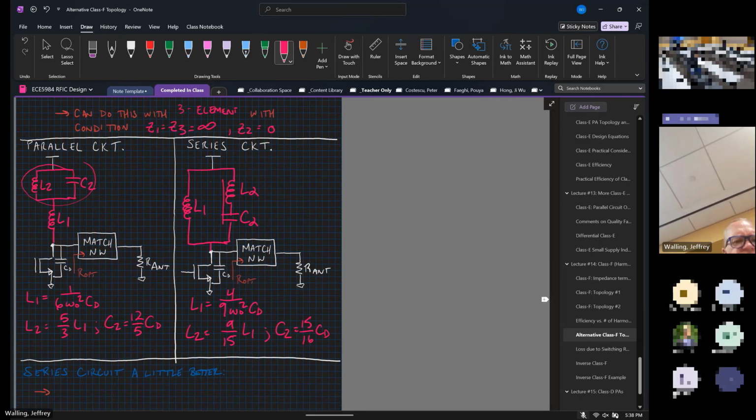I argue that if you look at these, the series circuit is a little bit better. Why would I say that? In the context of RFIC. The series one you said is better? Yeah, the inductor L1 is smaller. I would say both inductors in general are a little bit smaller. Yeah, L2 is smaller.